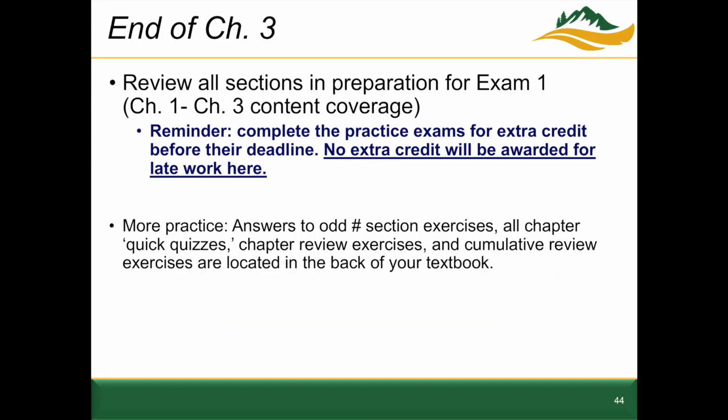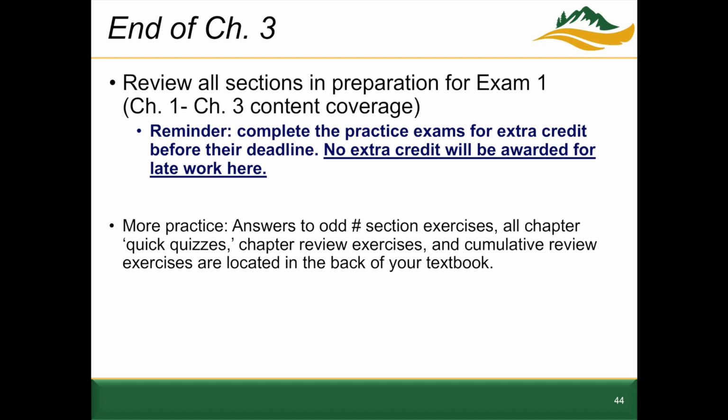Okay, that is officially the end of chapter 3. Recall that exam 1 covers chapter 1 through chapter 3. I do want to put another reminder in here about the importance of doing these practice exams and doing them before the exam. So the practice exams are due midnight before the day of your exam, and absolutely no late work can be accepted for these extra credit assignments.